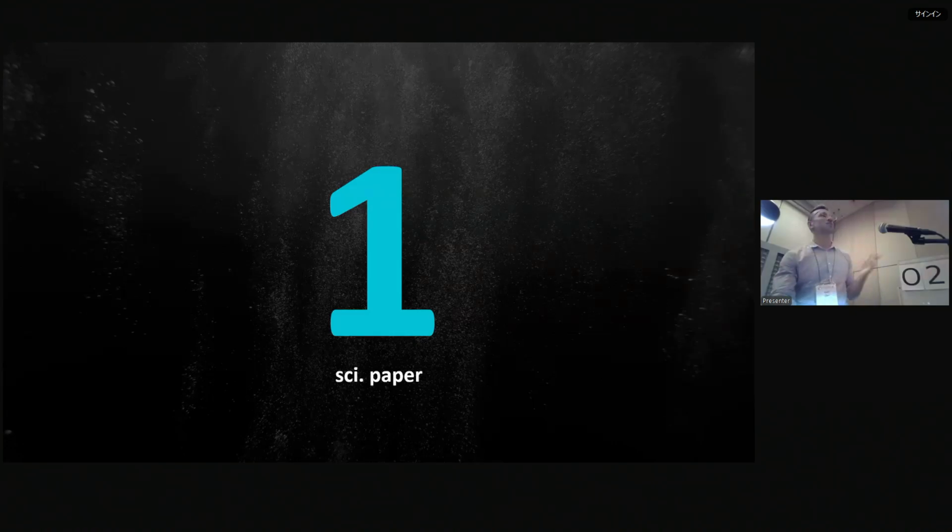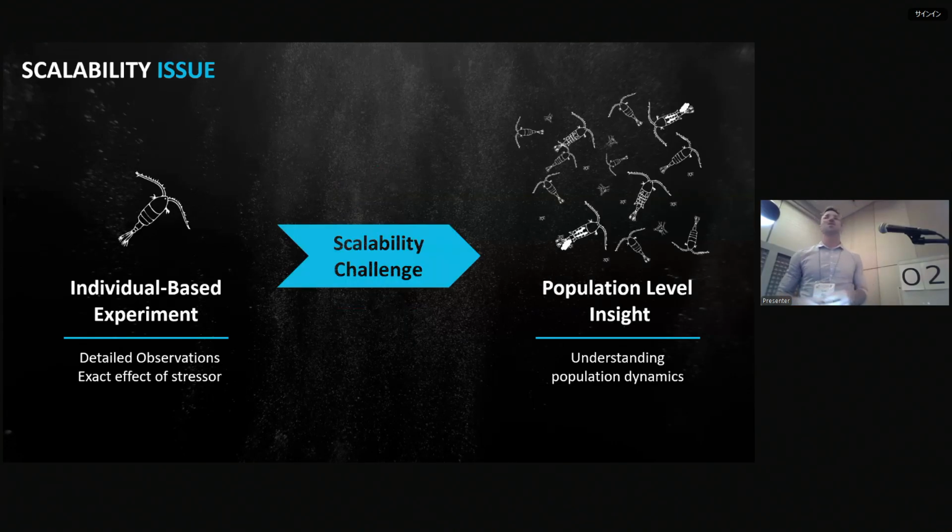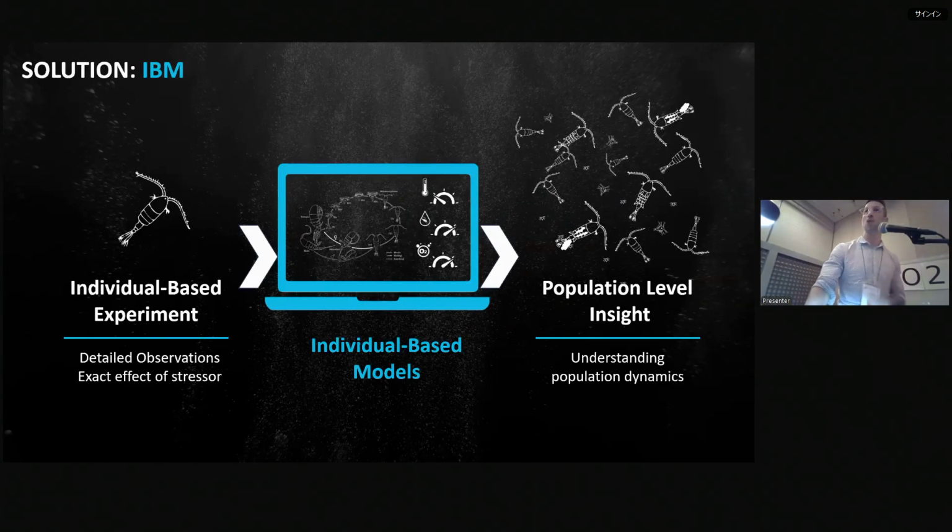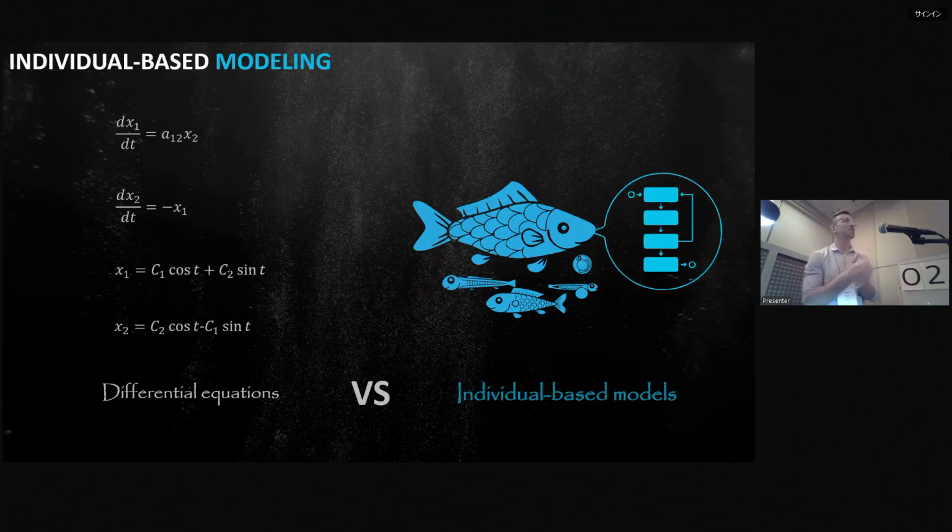Now, however, the downside of such an approach is the scalability issue, right? You get good information at the individual scale, but extrapolating those results to larger populations is a little bit tricky. And this is where individual-based model becomes invaluable. In contrast to mechanistic or differential models, which represent system-wide processes and average behavior, the individual-based model simulates the actions and interactions of autonomous organisms to study the dynamics.